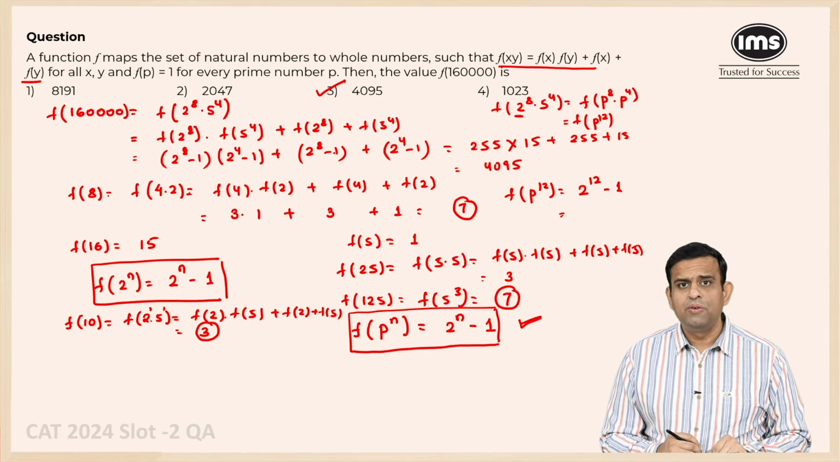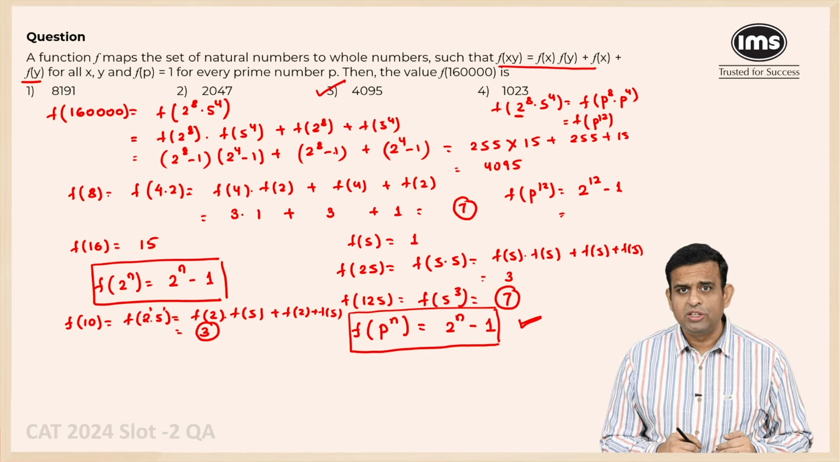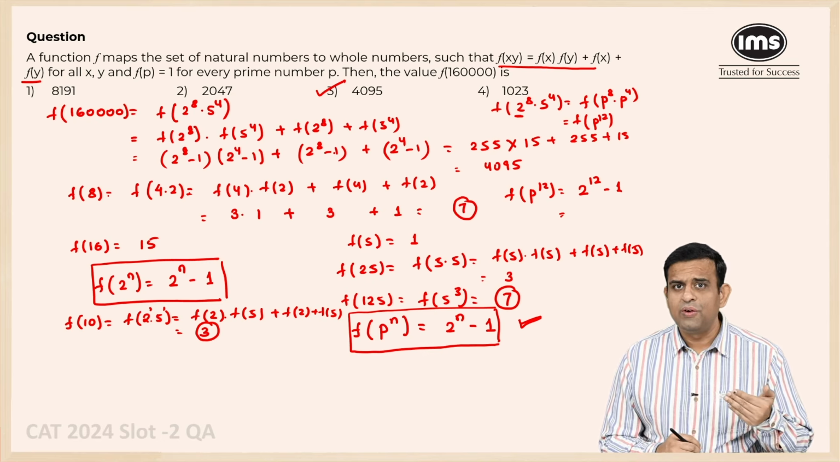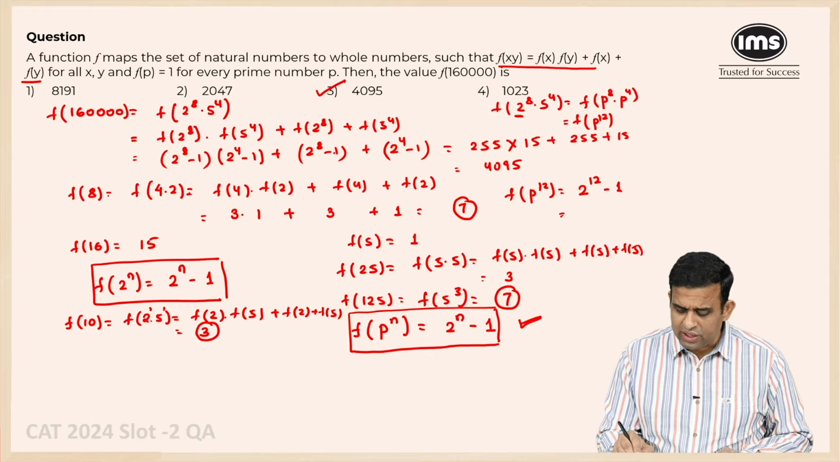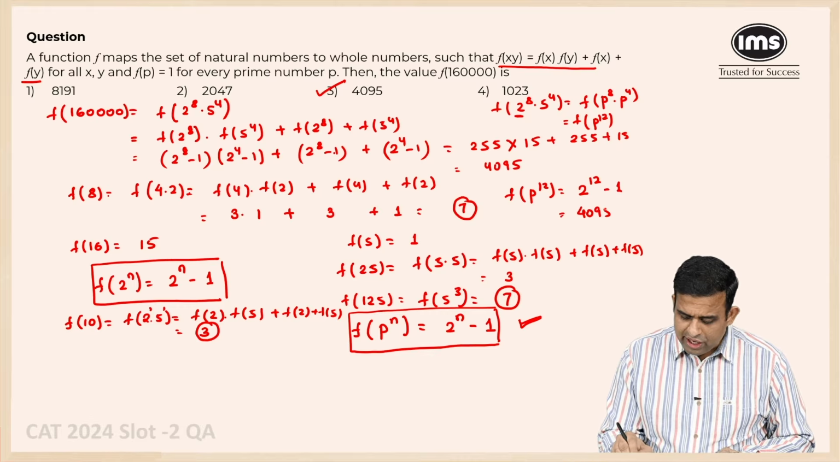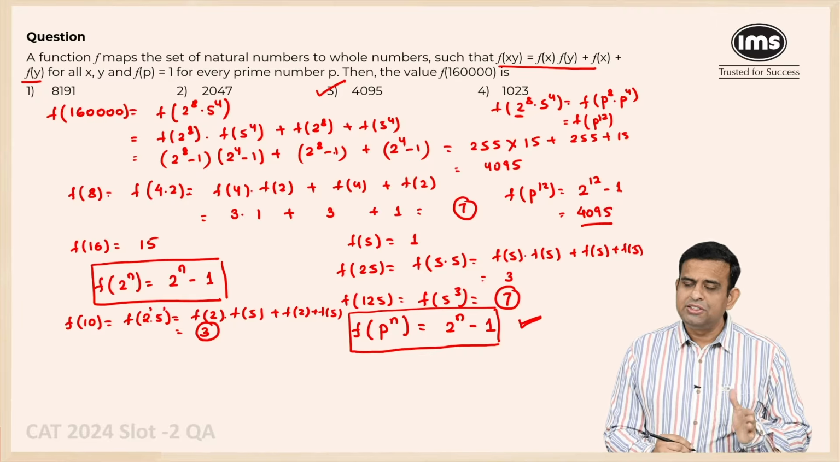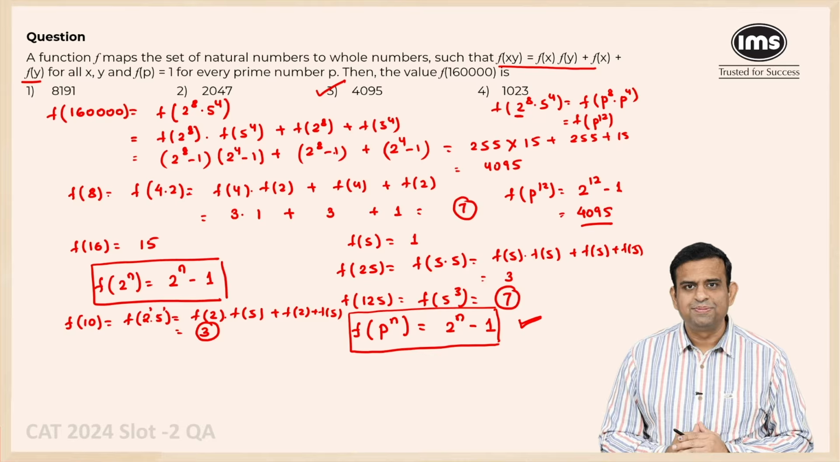And how much is 2 power 12? 2 power 10 happens to be 1024. The term 2 power 12 happens to be equal to 4096. So 4096 minus 1 will give you 4095. And hence option number 3 is the answer for this particular question.